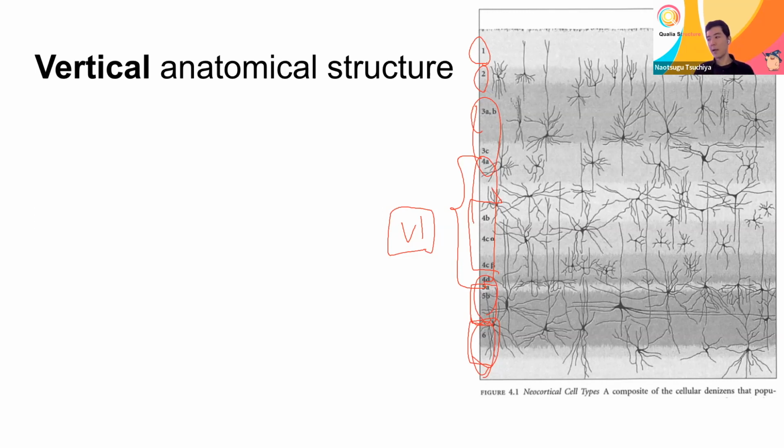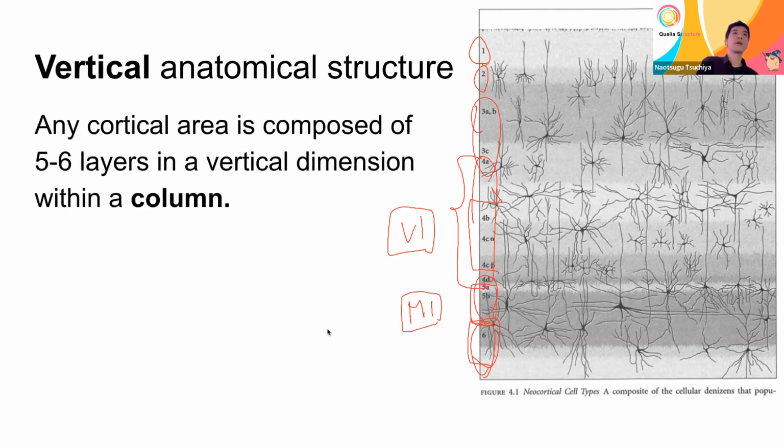So the answer is motor cortex. Because you want to produce strong outputs, and so many outputs, the so-called primary motor area like M1 has a huge layer 5 and a very diminished layer 4, or even absent. Okay, so any cortical area is composed of 5 to 6 layers in a vertical dimension within a column.